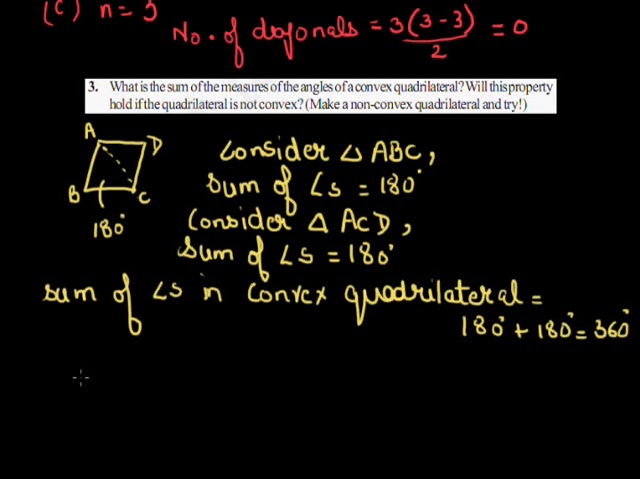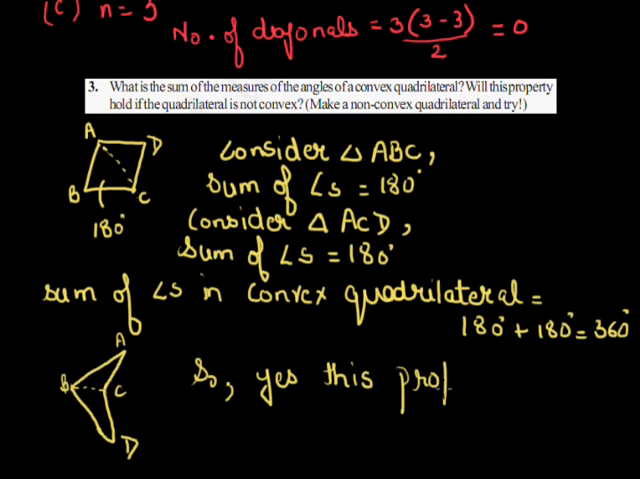If I draw a concave quadrilateral, this is a concave quadrilateral. Now again, to find the sum of angles of this concave quadrilateral, I can draw the line joining B and C. Again, there are two triangles, and the sum of the angles of each triangle is equal to 180 degrees. So yes, this property is applicable for a concave quadrilateral.